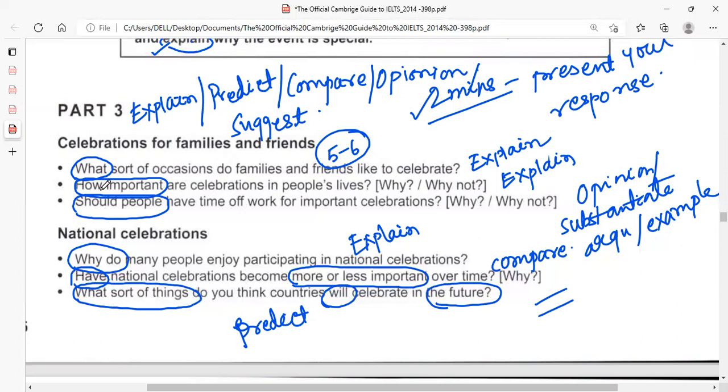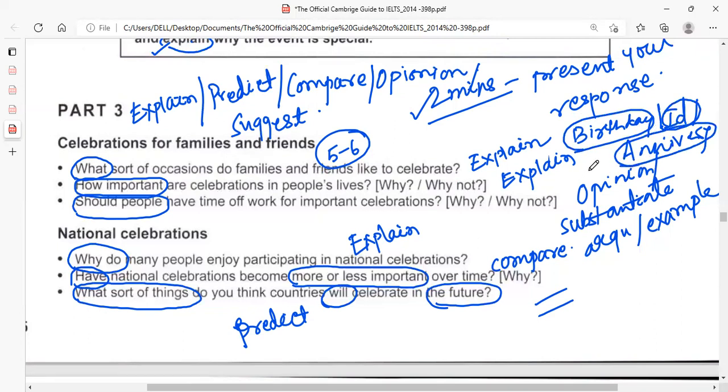Okay. So if I can just give you an example, what sort of occasions do families and friends like to celebrate? If you just say birthday, Eid, anniversary, that's not all. You have to say, why do you think birthdays are celebrated? Why do you think Eid is celebrated? Why do you think anniversary is celebrated? There should be some reason, right? And for any of these, you also have to give an example. If you want, you can give a personal experience. If you want, you can give a statistical example. If you want, you can even give a specific example. Did you get it? What I'm trying to say?